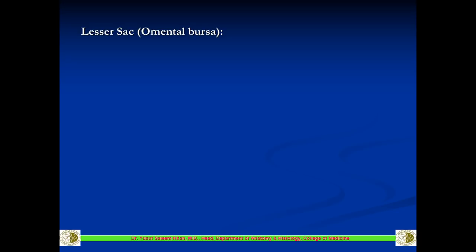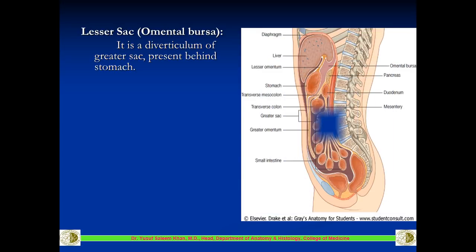Now after studying the Greater Omentum and Lesser Omentum, we'll go to the third important structure here, that is called the lesser sac. You should know the difference between the lesser omentum and the lesser sac. As I have told you, the lesser omentum is nothing but the peritoneal fold on the lesser curvature of the stomach. Behind that there is a small cavity, and that is called the lesser sac. It is also called the omental bursa.